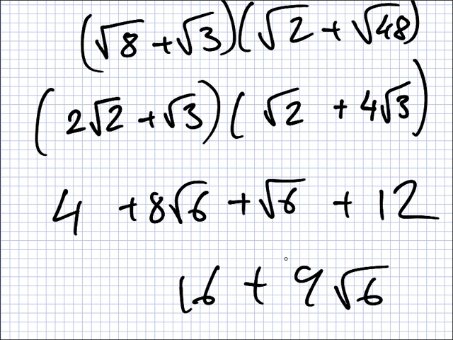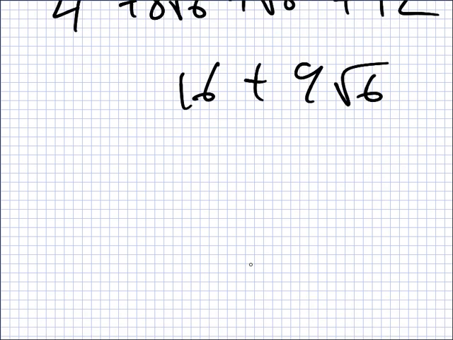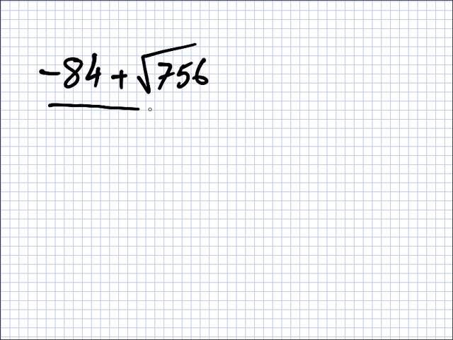Okay, let's go on to the next type. So, we've looked at adding, subtracting, and multiplying, but now the more difficult one is dividing. So let's say you had something like this type of problem. Minus 84 plus root 756 over 14 plus root 189. Some of you might know what to do. Does anyone know what to do?